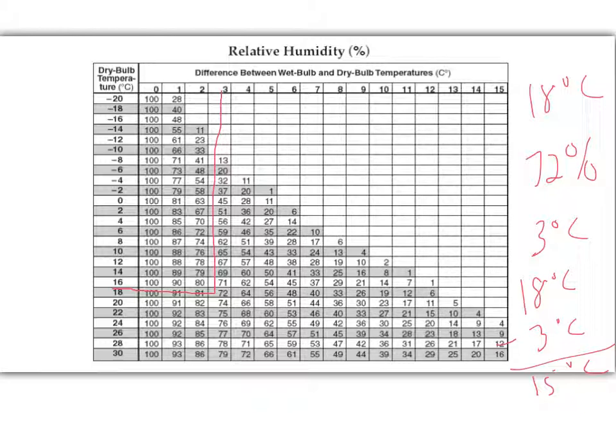The wet bulb temperature will always be lower than the dry bulb, or the same. It can never be higher because remember, as the sling psychrometer goes around, it's causing the water to evaporate off of the sock.